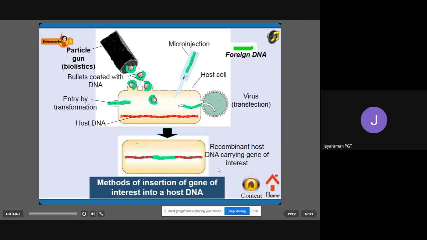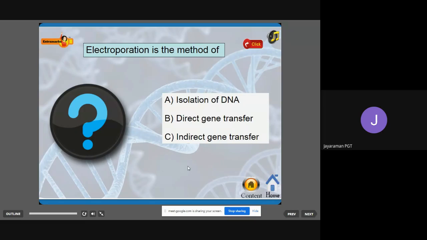Then that host, that bacteria, has to be multiplied. That is the last but one part. So multiply using fermenters and bioreactors. After that, the desired product is obtained, purified, and marketed. So these are the various components of biotech. The next class we'll discuss all of this in sequence.